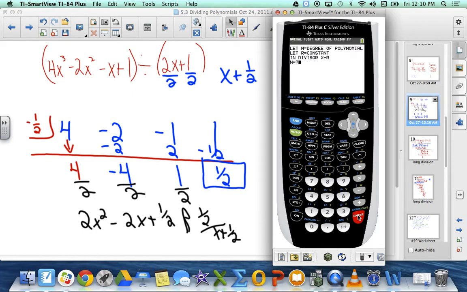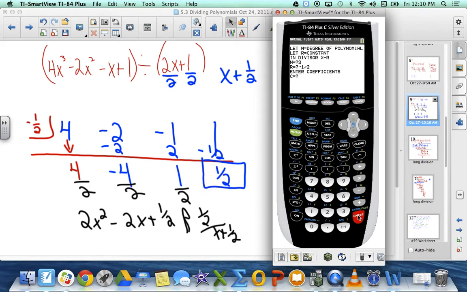3. Where's that from? Like, why is it 3? Oh, never mind. I got it. Next, we want to find r, which is the constant in the divisor. It is what you are dividing by. -1. So we're dividing by -1/2.